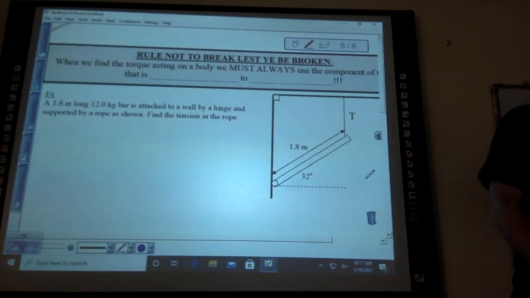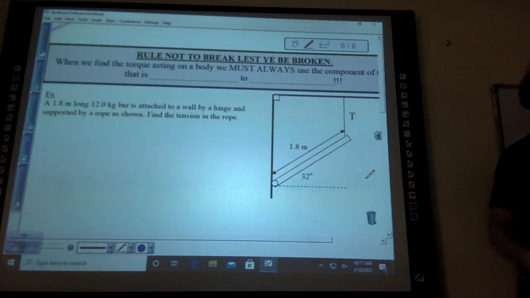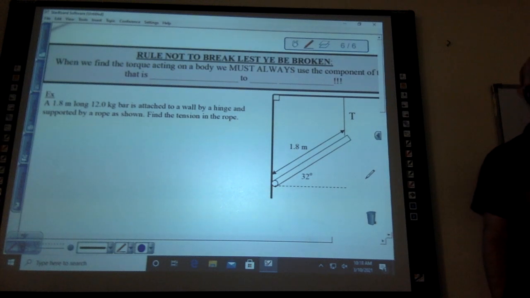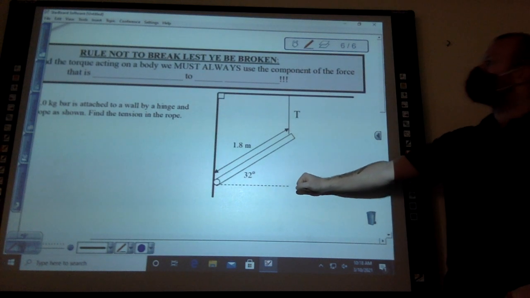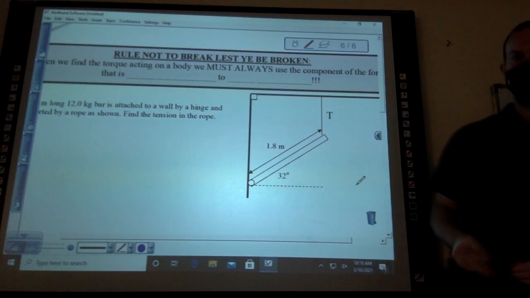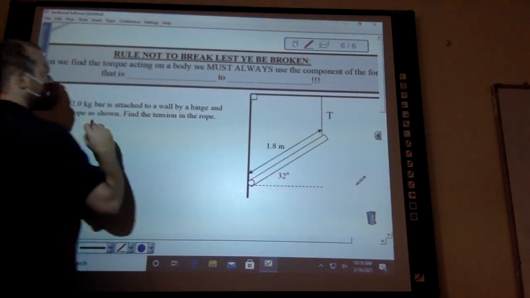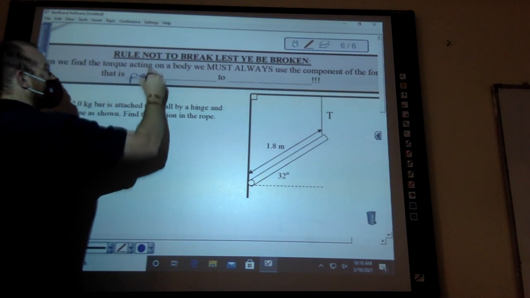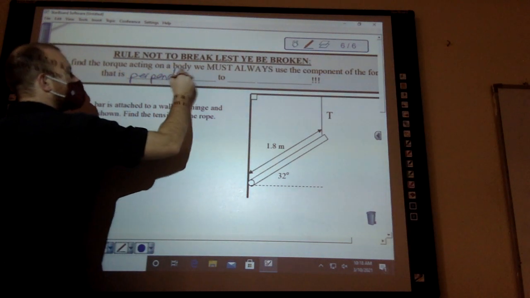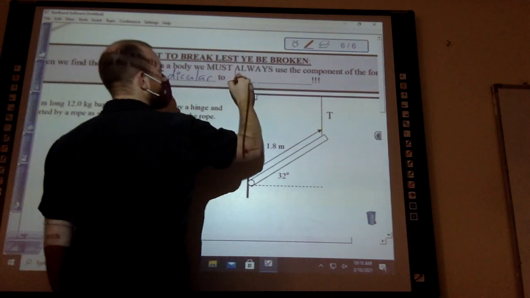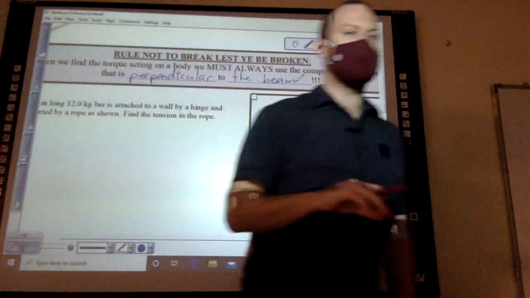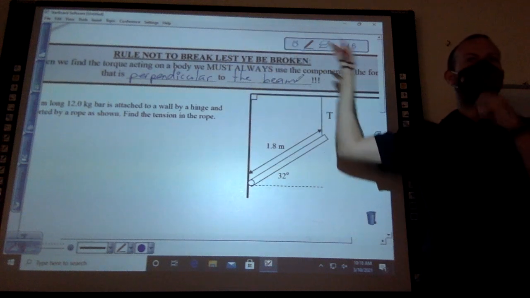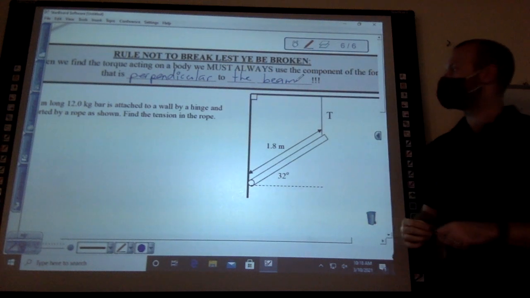So rule not to break lest ye be broken. And by broken I mean you'll lose lots of marks. So when we find the torque acting on a body, so on the beam, on the pole, on whatever we're dealing with, we must always use the component of the force that is perpendicular to the beam. So yes, I've stated this many times. Now it's in a nice box that hopefully highlights it for you so that you won't forget it.